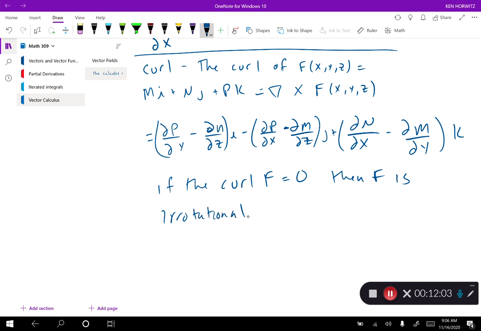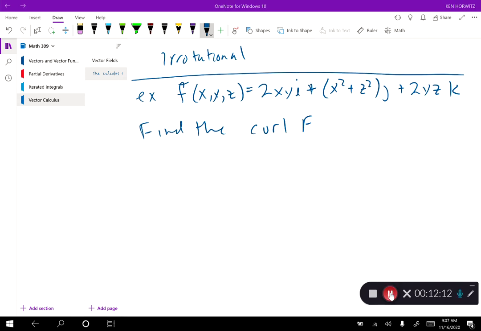That will become significant a little bit later in the lesson. All right, so let's get to one of our examples. Here it is. There's your potential function. There's your vector field, 2xy in the i direction, x squared plus z squared in the j direction, 2yz in the k direction.